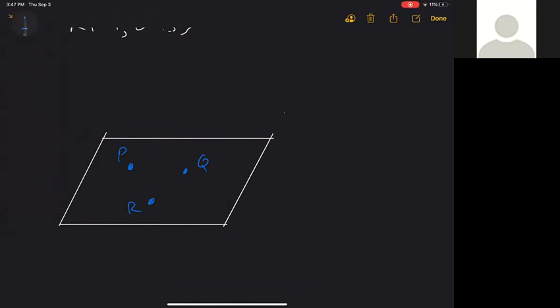What I'm going to do is make 2 vectors out of these 3 points. What do I mean by that? Well, let's say, for example, I pick P as my starting point, and that's totally arbitrary. You could pick any of these 3 points. I could make a vector from P to Q, right? This is the vector PQ. And I could make a vector PR. Now these 2 vectors are both in the plane.